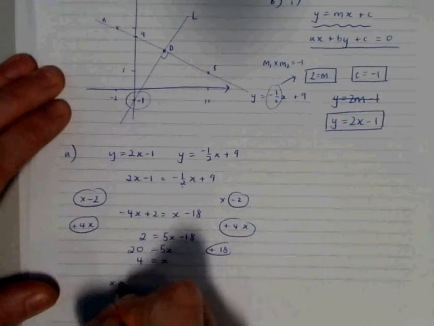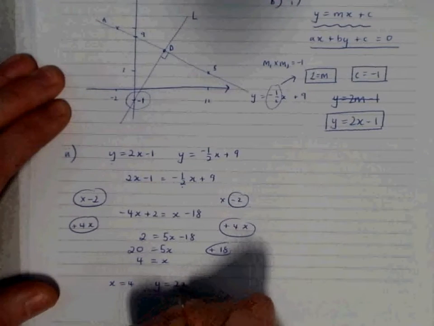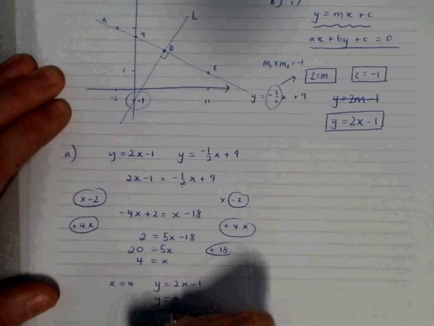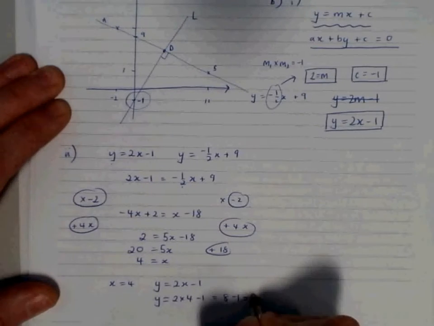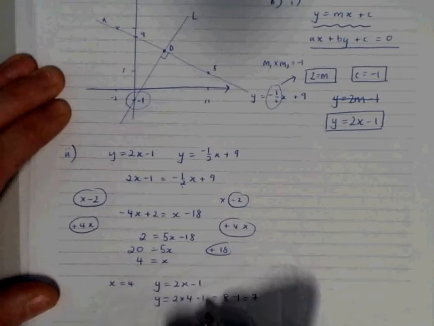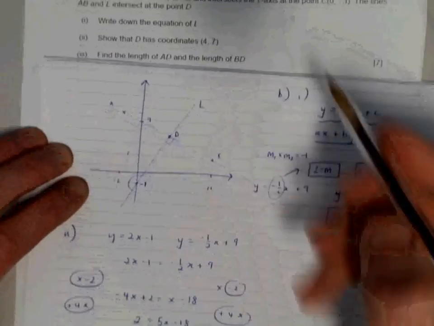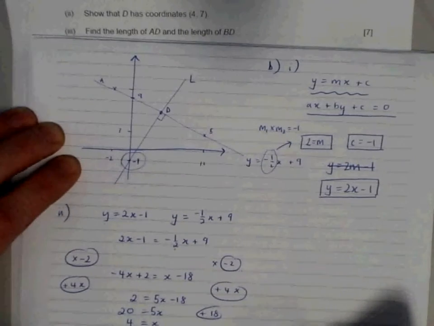Okay, if x equals 4, stick it back in one of the other equations, 2x minus 1. y equals 2 times 4 minus 1, which is 8 minus 1, which is 7. That's exactly what we're supposed to get in the question, 4, 7. So we get 4, 7.